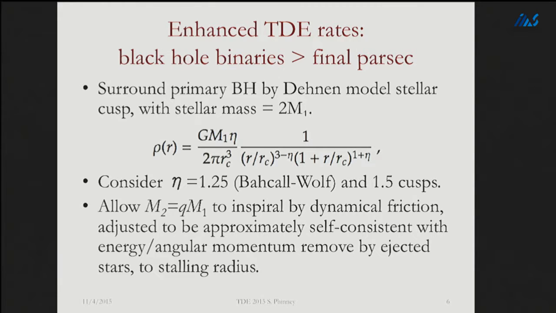In the calculations that my students, Chris Vague and Nate Bode, did, we surrounded a primary by an equilibrium stellar cusp, not a non-equilibrium stellar cusp. With the Dehnen model, we chose Bahcall-Wolf and 1.5, and you'll see later why those two numbers are special for star clusters, if you don't already know. That's in contrast to Chen, who chose 1.5 and 1.75, so very steep r to the minus 2.25 clusters. And then we allowed a second black hole to spiral in by dynamical friction, starting at large radii, and self-consistently spiral in at the rate set by the ejection of the stars in the usual stellar dynamical way.